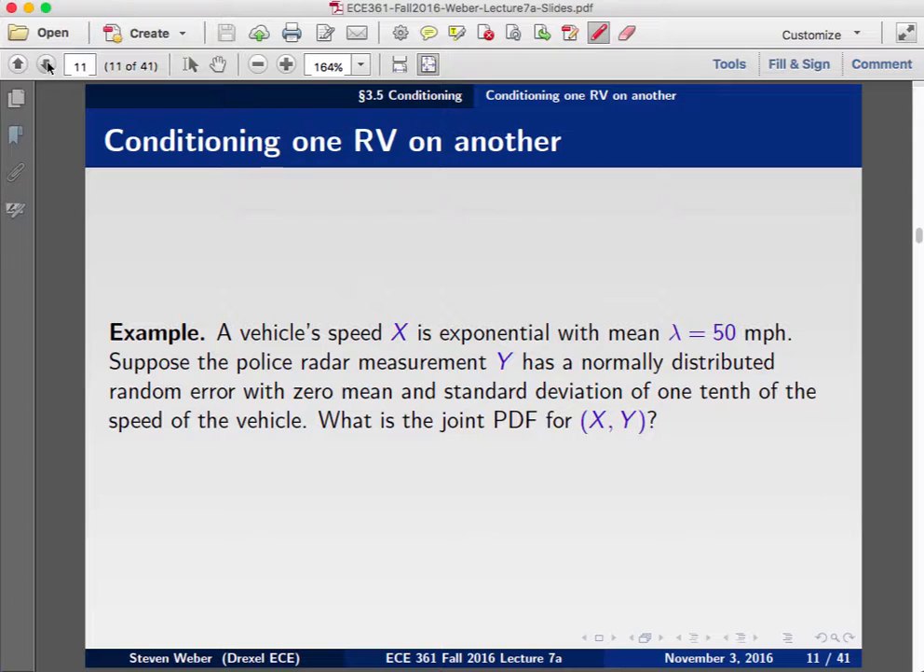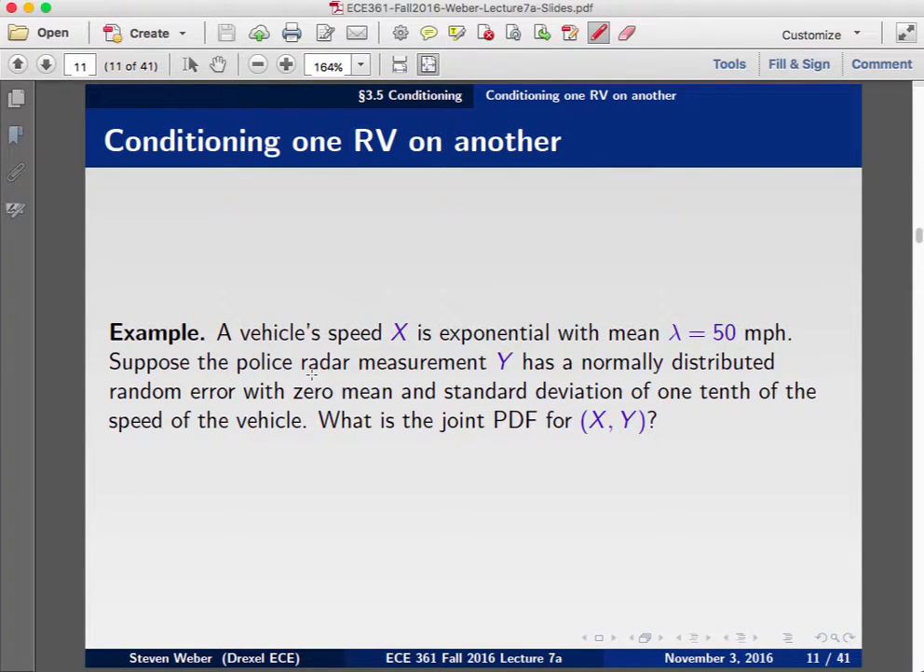Let's do an example. In this example, we're measuring a vehicle's speed, say through a police radar detector. So the vehicle's speed is itself a random variable, and we assume that it's exponentially distributed with mean 50 miles per hour. Now recall that for the exponential distribution, if the parameter is lambda, then the expected value of that random variable is 1 over lambda. So our parameter is going to be 1/50th in order to have a mean value of 50.